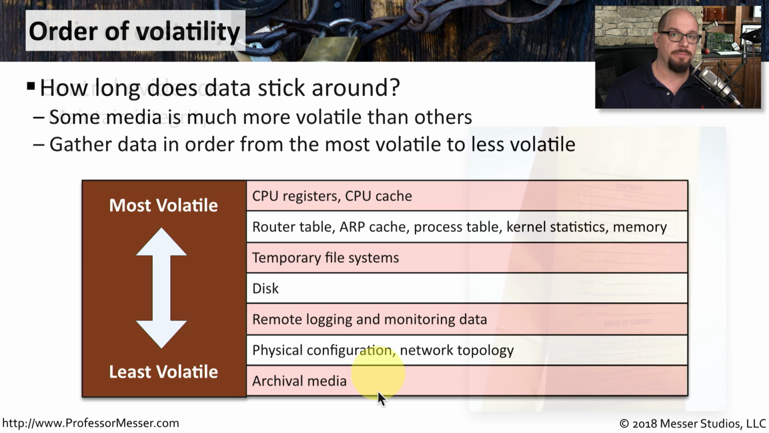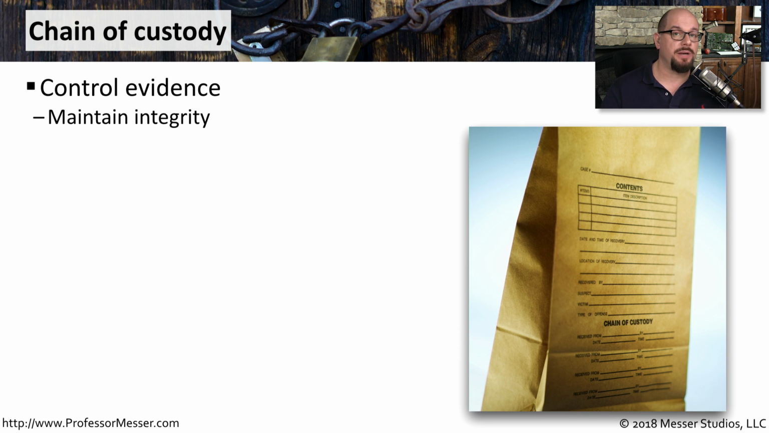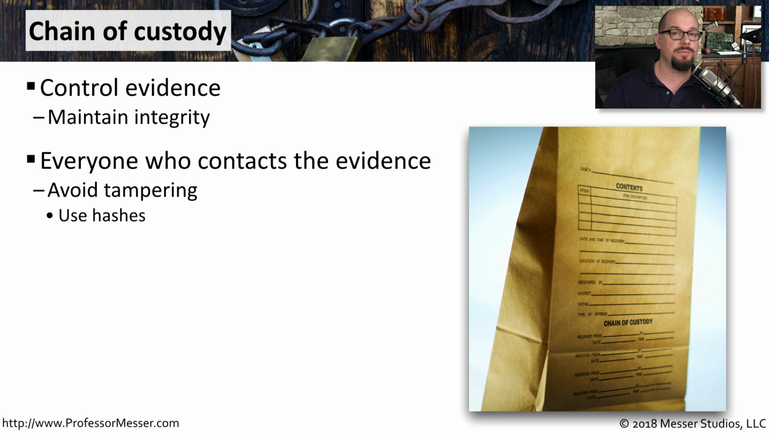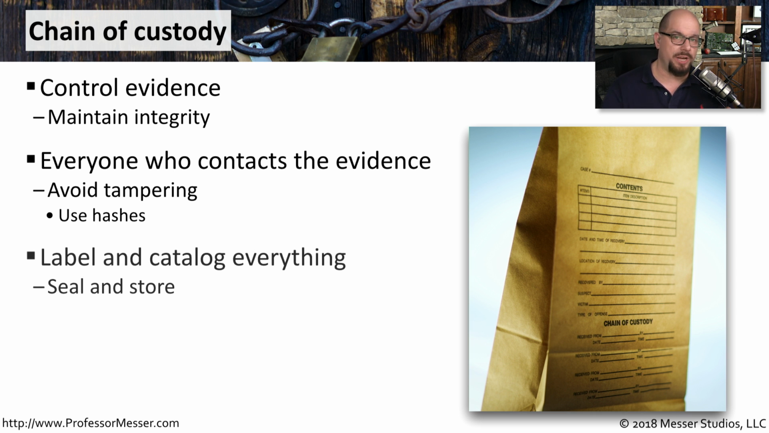Whenever evidence is gathered, there needs to be some way to maintain the integrity and control all of this evidence. One very common way to do this is with a chain of custody. This means that everyone who comes in contact with this evidence will be able to document that they touched this particular piece of information, and this will also help to avoid anyone else tampering with or modifying this evidence. With a chain of custody, every piece of evidence is cataloged and labeled, and everything is sealed so that you can store it and make sure that no one is able to tamper with any part of that evidence.